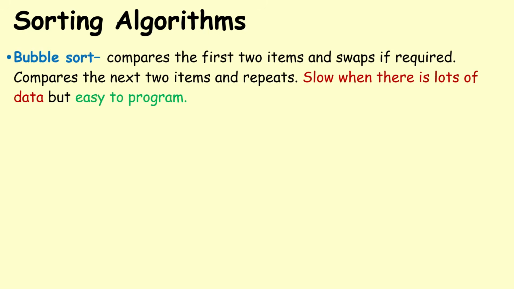For sorting algorithms, we'll start with bubble sort, which compares the first two items and then swaps them if required. So if they're not in order, it would swap them. It then compares the next two items and repeats. It's slow when there's lots of data to get through, but it's easy to program.